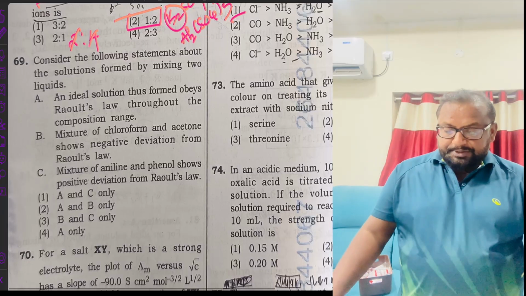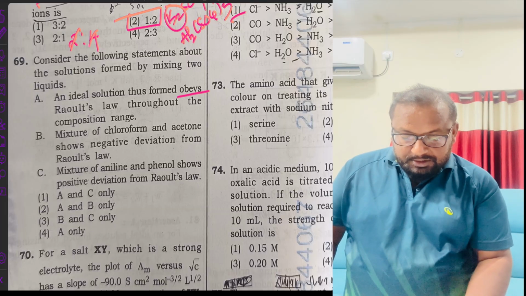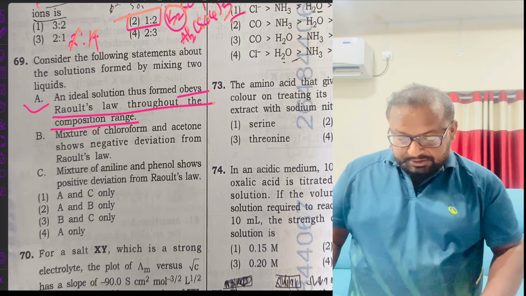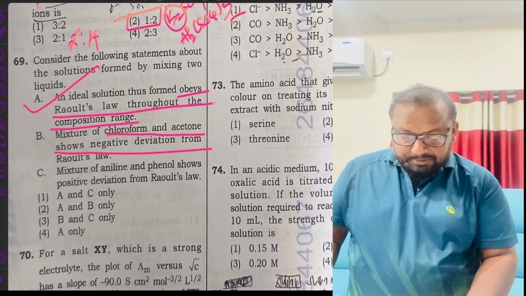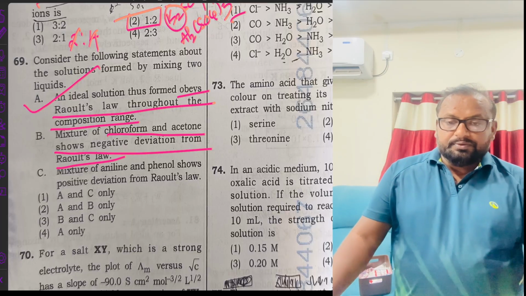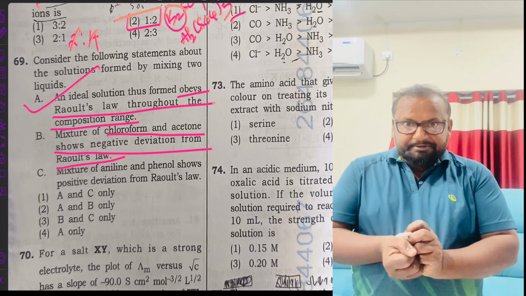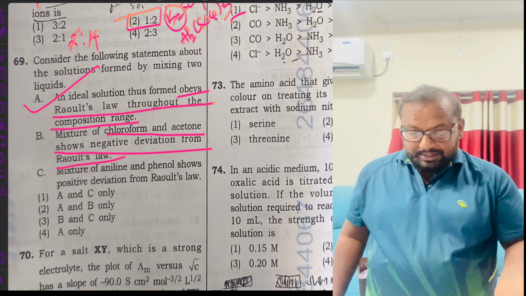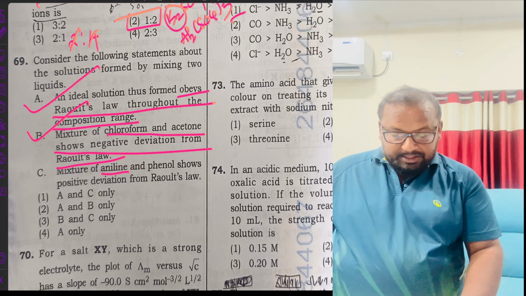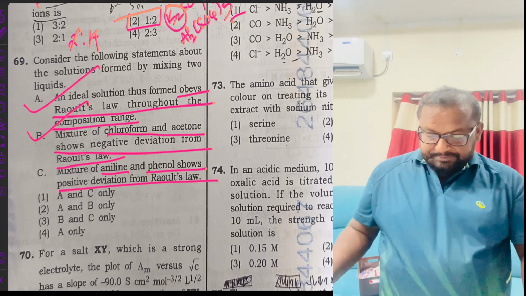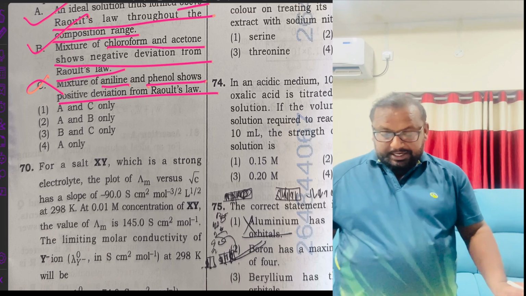Next, consider the following statements, solutions mixing with the 2 liquids. Ideal solution thus formed obeys Raoult's law throughout the composition range. So this is a correct statement. Mixture of chloroform and acetone shows negative deviation from Raoult's law. Is it true? What happens? Chloroform and acetone form intermolecular hydrogen bonds. So bonding becomes tough. This is also correct. Mixture of aniline and phenol shows positive deviation from this. No, this is incorrect. It shows negative deviation. Okay, so the answer is A and B.